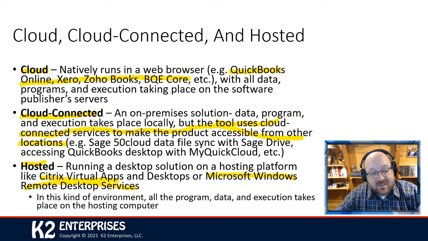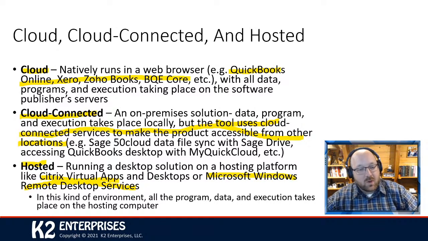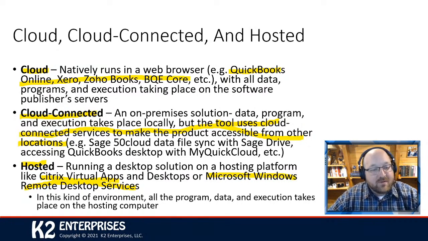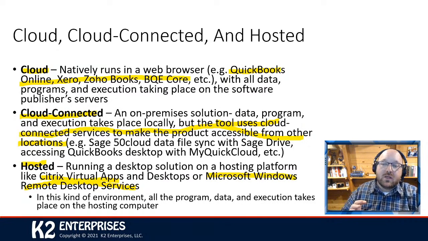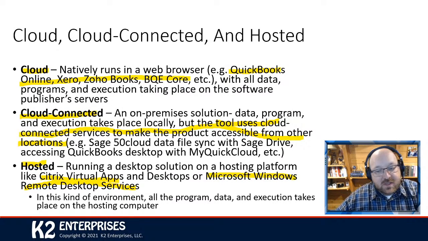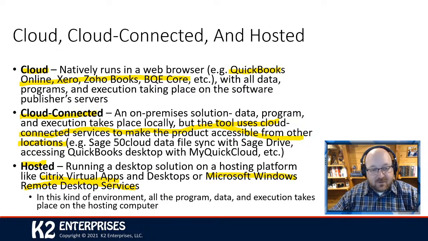A good example of this is the Sage 50, as well as My Quick Cloud, Sage Drive, and others, where you will essentially operate locally. You've got your QuickBooks installed on your local machine. You make changes, and then on the back end, there's some sort of cloud syncing service where it will take that data, push it up to the web, and make it available to the other locations or other people who happen to be using it.